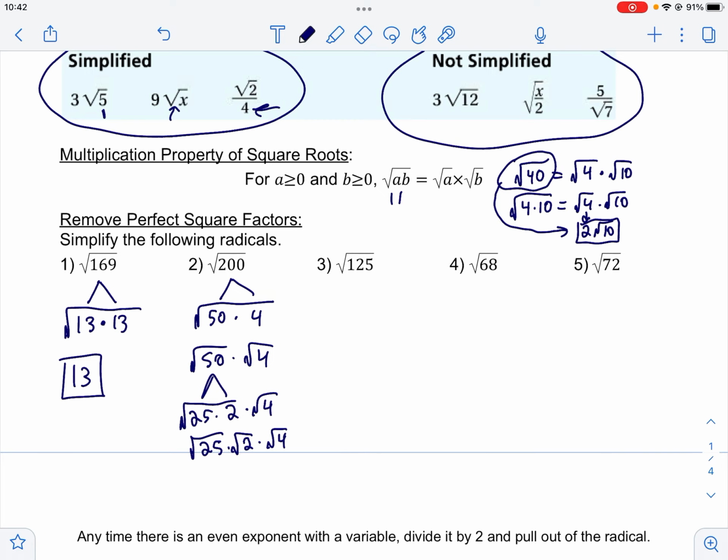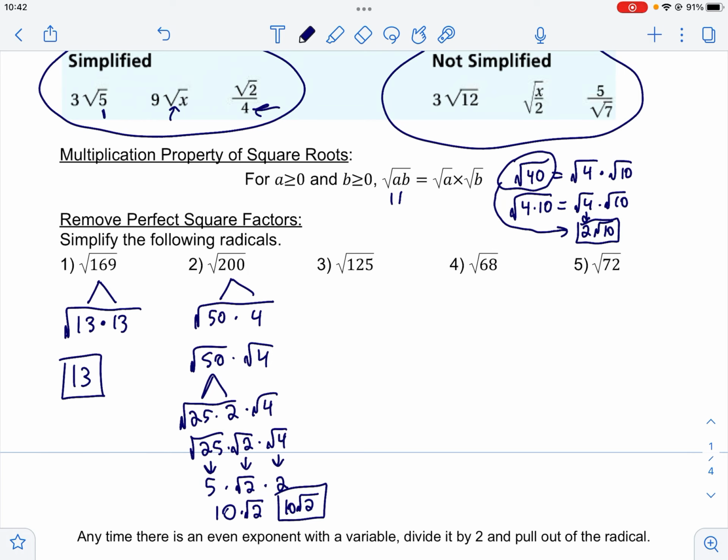If we want to simplify this even further, we know the square root of 25 is 5 and the square root of 4 is 2. But there is no such thing as the square root of 2, so that would still, if we're simplifying, say the square root of 2. 5 times 2 times the square root of 2 ends up being 10 times the square root of 2. So we could write our answer as 10 square root of 2.